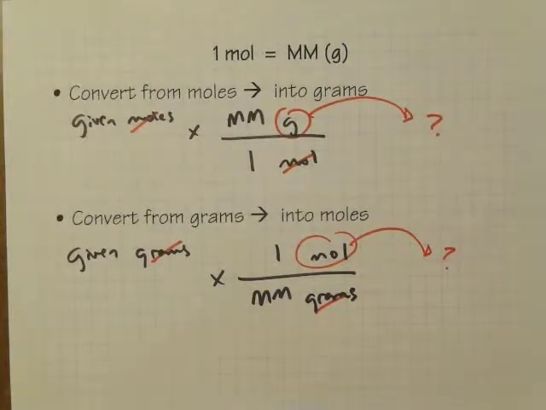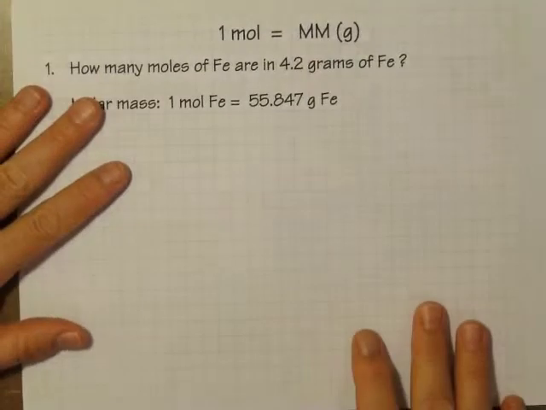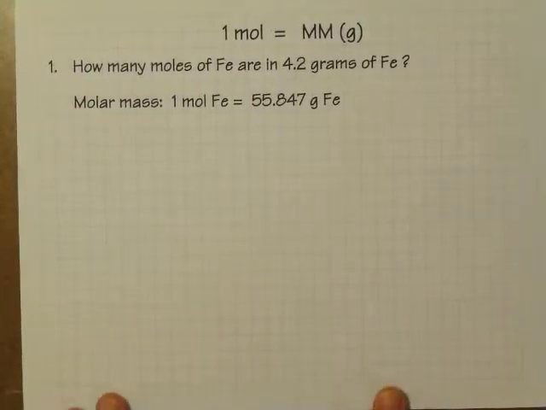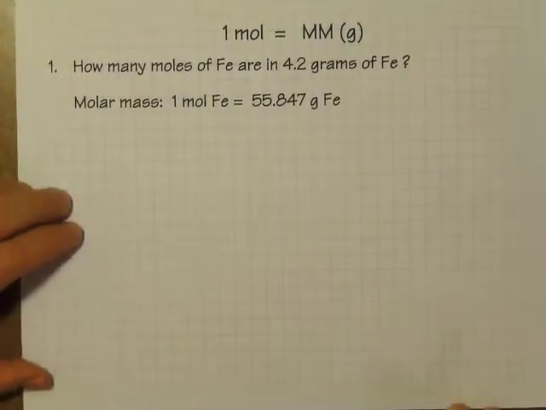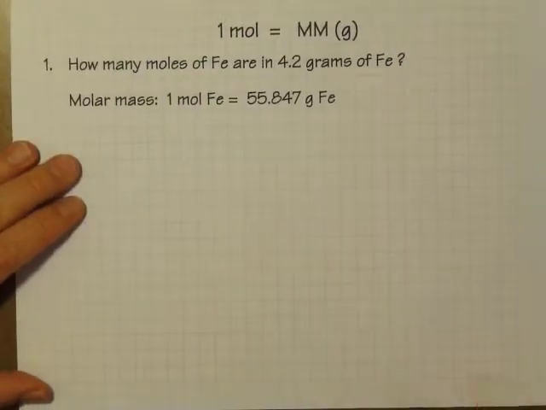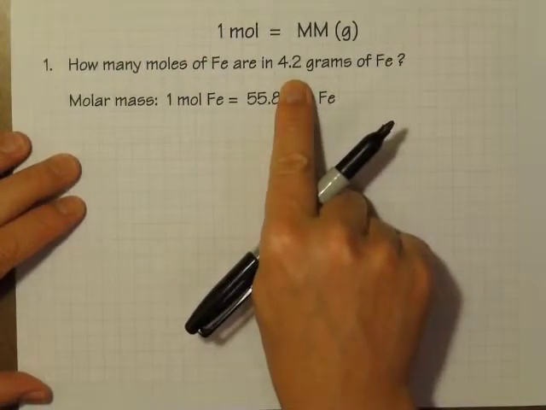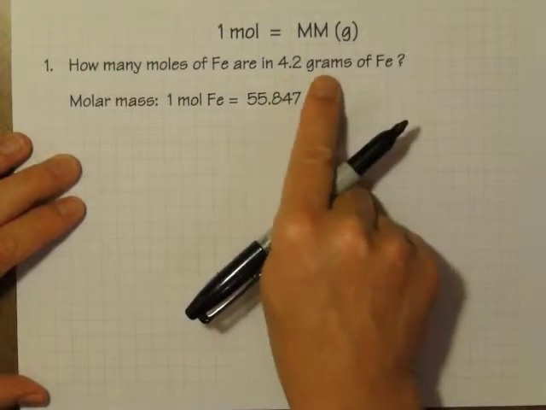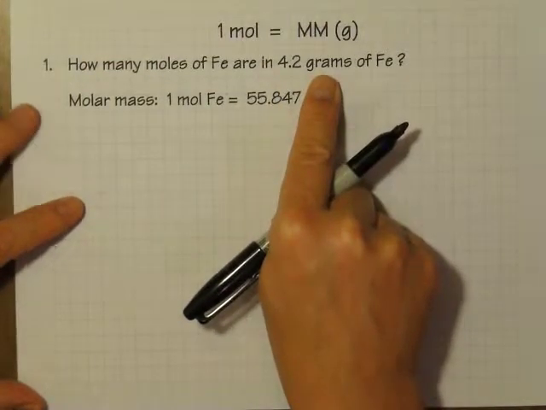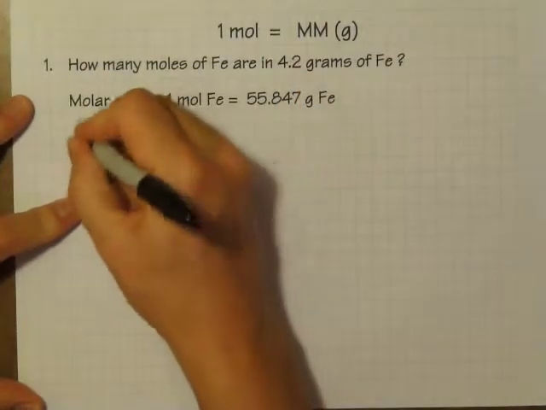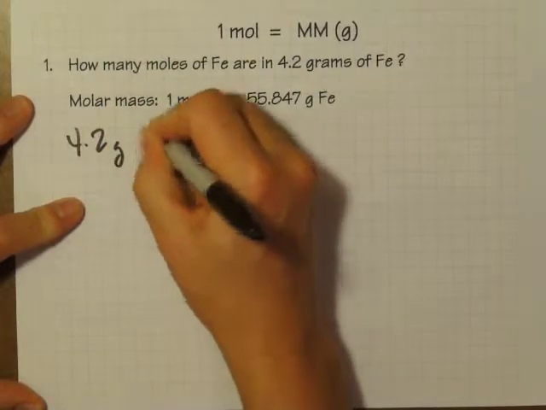Let's look at some examples of how this might work in some real problems. Okay, so the first example. It says, how many moles of iron are there in 4.2 grams of iron? When you look at a problem like this, you can always tell what to start with because you're given a number. And whatever that number is, next to it is going to be the unit that you're given to start with. So I'm going to start with 4.2 grams of iron.